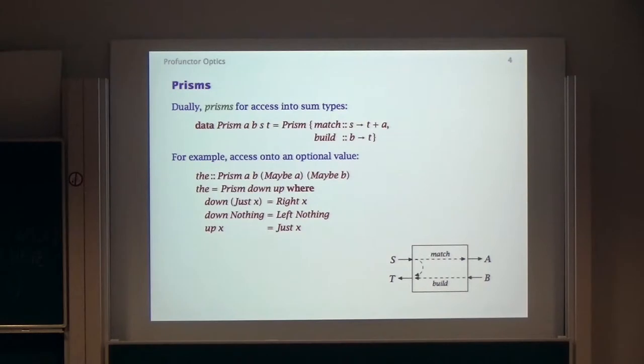So here, this is the value I've given there, the value called the, gives you access onto the element of an optional type. So if I have a Maybe A, I can sometimes get an A out of it, and if I turn that A into B, I can turn it back into a Maybe B. And without dwelling on the definitions in Haskell, I hope the picture gives you the idea of what's going on there. There is an optional A, and you know what to do with A's. You'd like to be able to act on that A in place. That's the data access onto a set type.